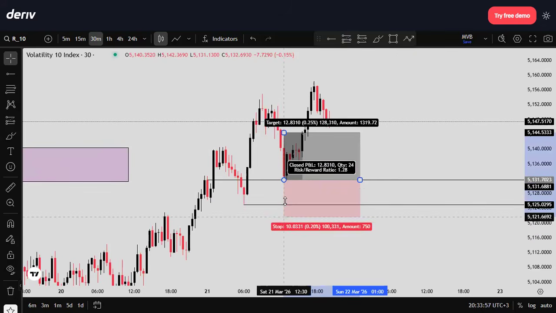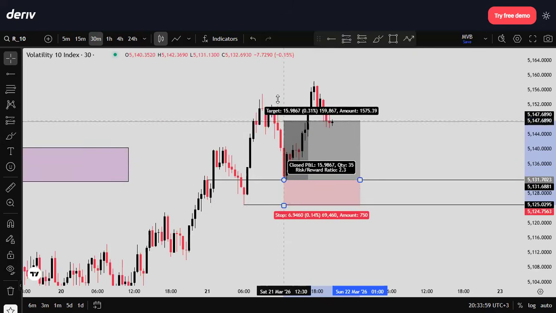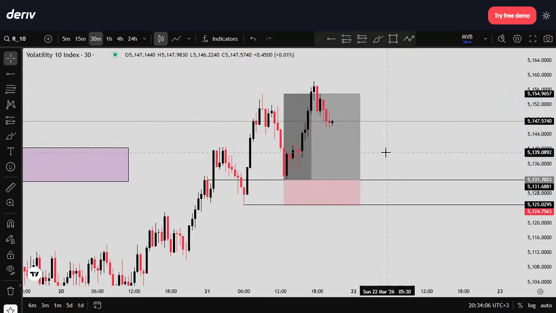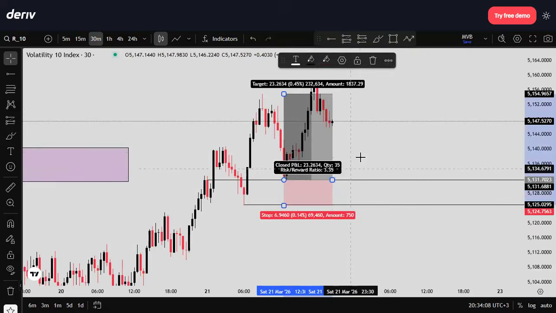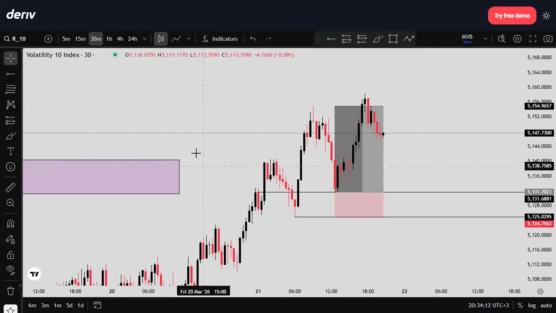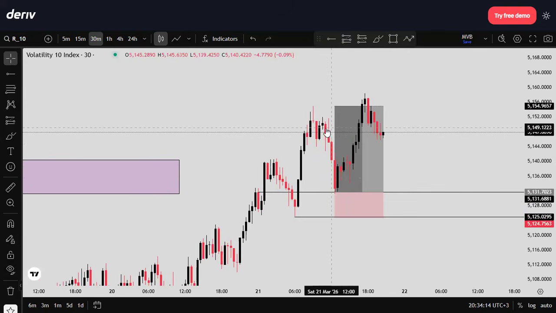My stop loss was below here, and my take profit was at this high here. You can see this is just a current trade, and for those who are trading synthetic indices, there you go. That was my easiest entry of the week. Let's go to the next category.